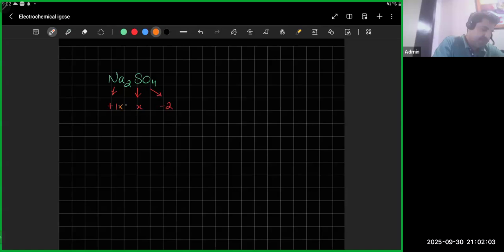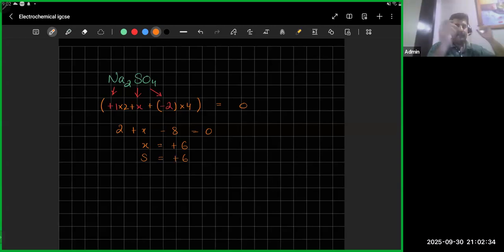So that means all the individual charges must add up to be equal to 0. Na is +1, but there are 2 of them, so I'm going to multiply it by 2. Sulfur, there's only 1. And then oxygen is -2, but there are 4 of them, right? So I'm going to multiply it by 4. So all the individual charges must add up to be equal to 0. So it's going to be 2 plus X minus 8, and that should be equal to 0. And if I solve for X, it's going to come out to be +6. So over here, I've learned that sulfur is actually +6. Okay, is this clear? Fatma, Fabia, Zarar, is this clear?